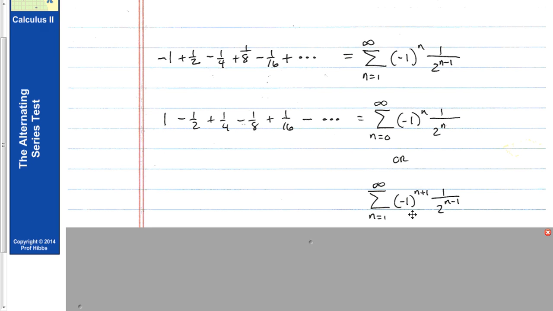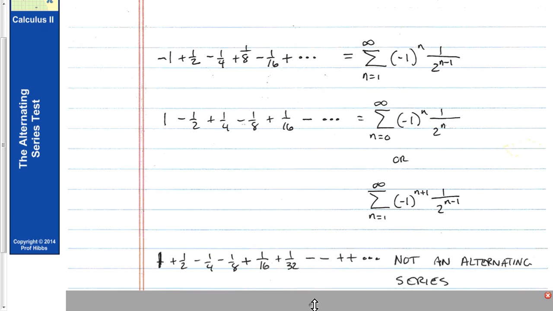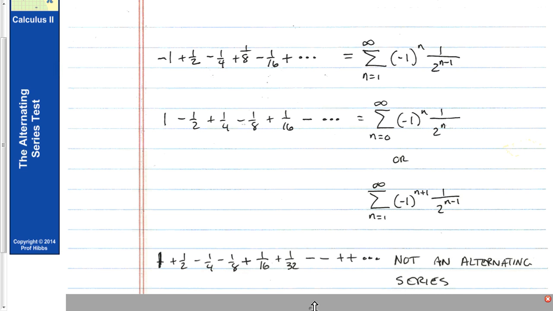Now let's be clear. Just because we have different signs doesn't mean that we have an alternating series. So here's an example. The pattern of the signs is plus plus, minus minus, plus plus, minus minus, plus plus. That's not an alternating series. Certainly the sign pattern alternates, but the signs don't alternate from one term to the next over and over and over. So let's be clear on that.